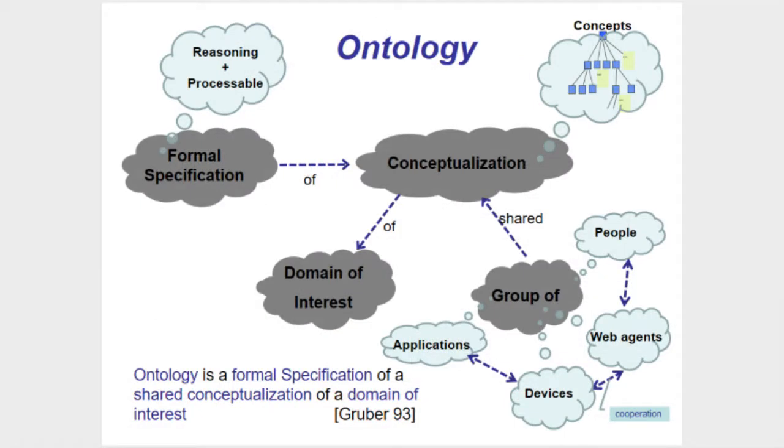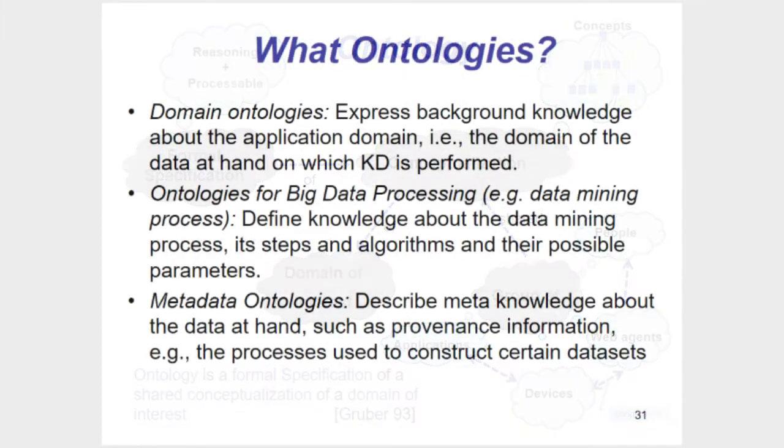And here, this is the formal definition of an ontology: a formal way of specifying knowledge in a very specific domain. When we say formal way, it means that we can apply some processing and reasoning. So it's a machine-processable type of knowledge. And who's going to use it? We'll have multiple parties: devices, applications in IoT, web agents, people, machines, and so on. So all of these use the ontology.